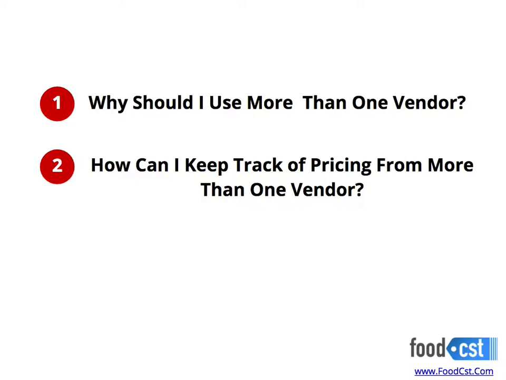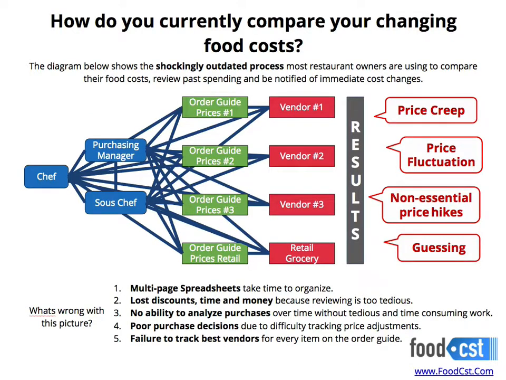I want to show you the reason why it's important, just in the business of running restaurants, why this is something that needs to be considered. And of course, we're in the business of providing a solution for people to help compare food pricing. This is a diagram that essentially shows the process, which is very much outdated, that most restaurant owners are using to compare their food costs, how they're looking at past spending, and how they know when there are price changes.